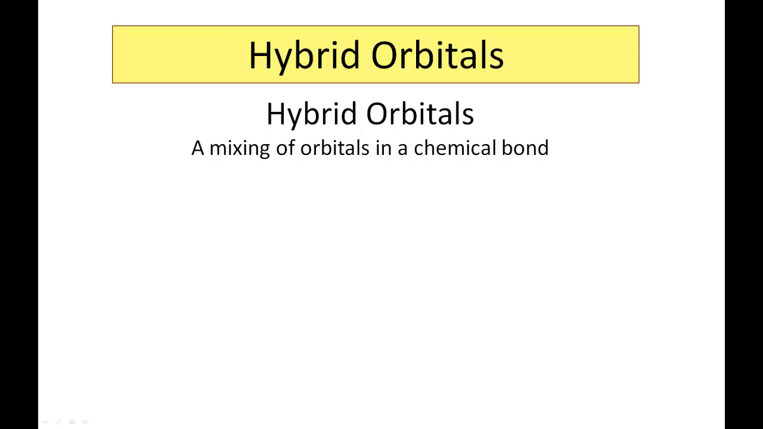When atoms form a bond with one another, their orbitals mix. And when their orbitals mix, maybe an electron from an s orbital is paired up with an electron from a p orbital. When we mix these orbitals, they're called hybrid orbitals. We're not going to go into too much detail in this, but I'm going to show you how to determine what hybrid orbitals exist within the central atom and its adjacent atoms.